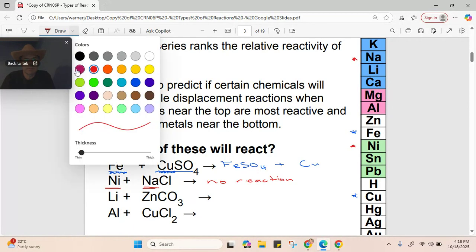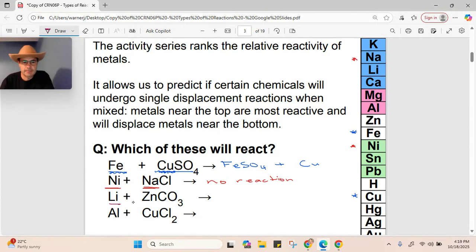I'm going to go and change my color again. I'll go to purple. We've got lithium and we've got zinc carbonate. So we got to compare zinc and lithium. So lithium's way up near the top. Zinc is down below it. So lithium is the more reactive metal, which means lithium wants to be in a compound. And right now, when we start out, it's not, right? It's all by itself. So it wants to get into compound form. So that means a reaction takes place. We're going to get lithium carbonate form, and we'll produce solid zinc. All right, so that reaction actually takes place because that lithium, being so reactive, doesn't want to exist by itself.